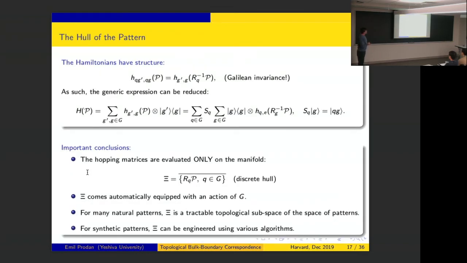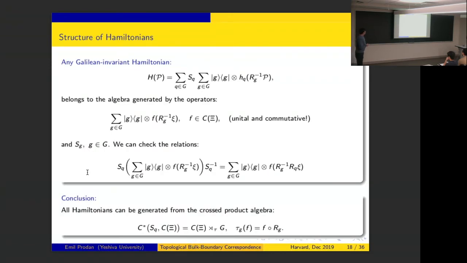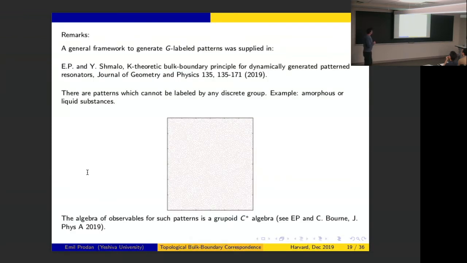The Hamiltonian has a structure, this comes from the Galilean invariance, the Hamiltonian then reduces to this form, and we see that the Hamiltonian belongs to the algebra generated by these shift operators together with this diagonal. The whole of the pattern shows up again, so we learn again that the Hamiltonian belongs to a small algebra which in many cases can be computed explicitly. So a general framework to generate G-labeled patterns was supplied in this work.